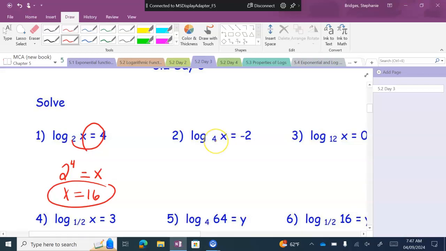Again, we'll go to exponential. 4 to the negative 2 power equals x. We do not want to leave any negative exponents, though. What does that negative 2 tell me to do with that 4? Move it to the bottom, right? So that's going to become 1 over 4 squared, which is just 1 over what? 16.